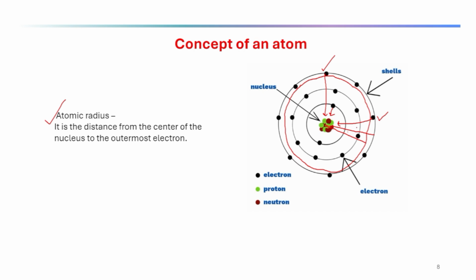Now if you add one more shell, if you add a fourth shell, the fourth shell will come this way. So if you add more and more shells, the atomic radius of the atom will increase compared to the atoms which have a lesser number of shells. Okay, so these things we are going to observe in the later slides.